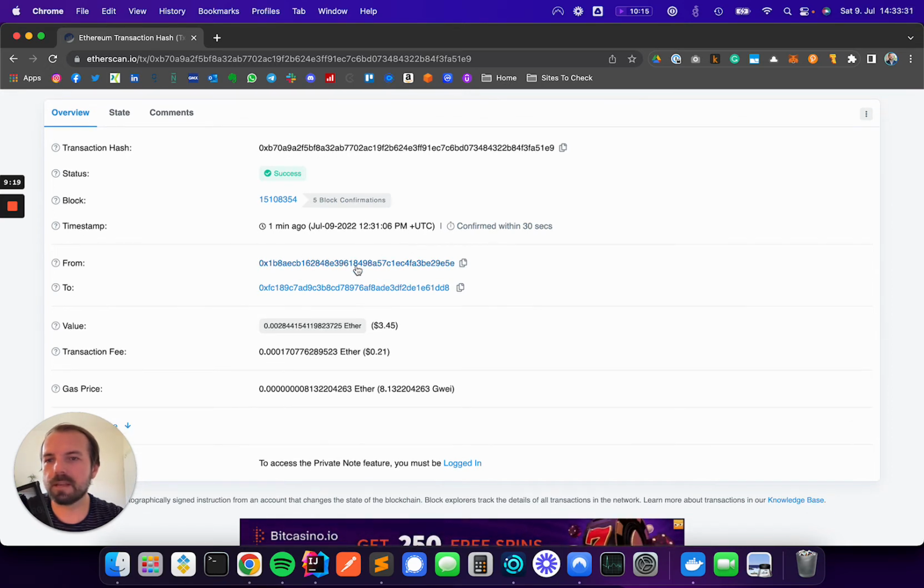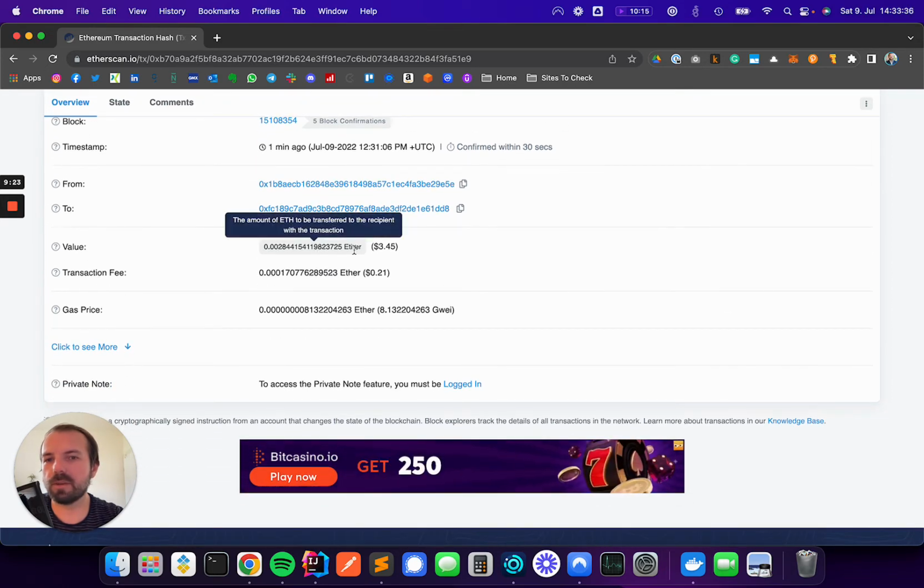You see, as I said, from which account to which account. You see the value that is transferred. So basically it's 0.0028, which is $3.50 or something. You see the transaction fees. You see the gas price that is paid for each gas unit that is consumed.